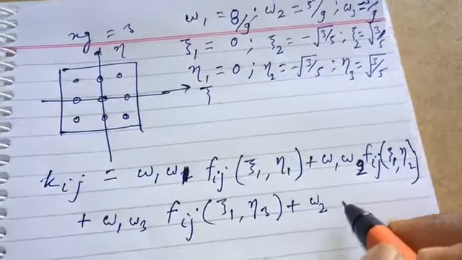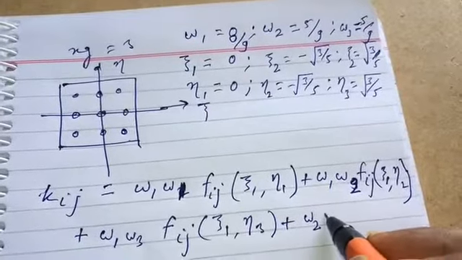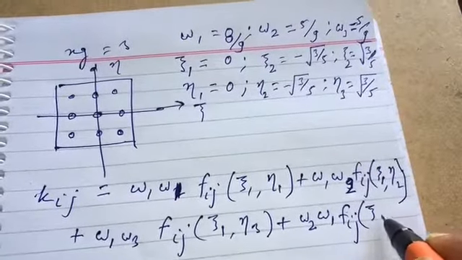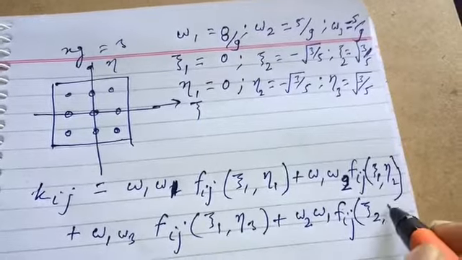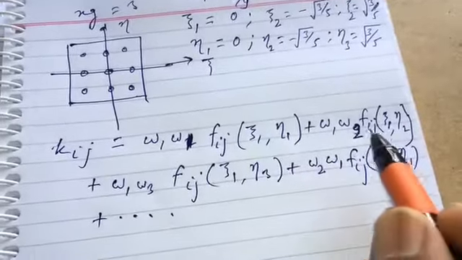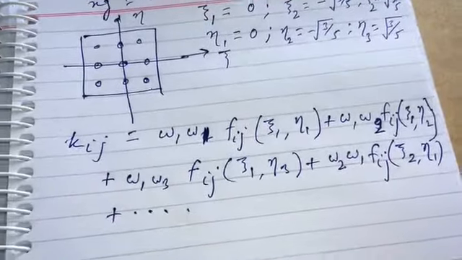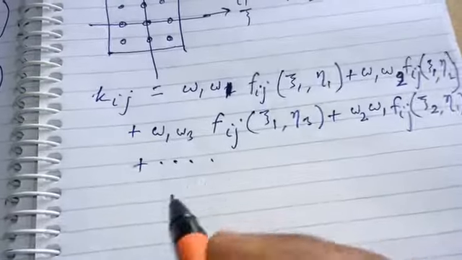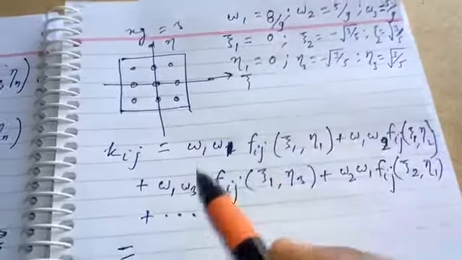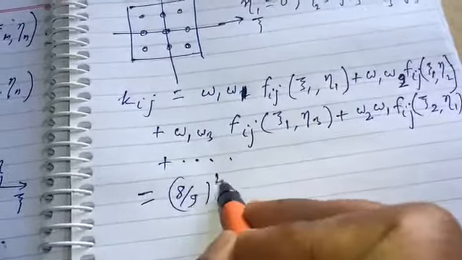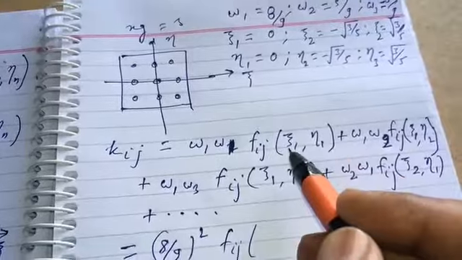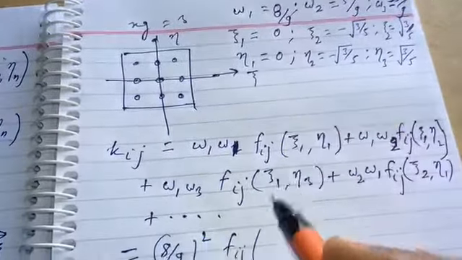Now W2 W1 Fij at xi 2 eta 1 and so on. There will be 9 terms. I have already written 4 terms, there will be 5 more terms. So that is equal to W1 and W1, so 8 over 9 squared, and Fij at xi 1 eta 1, where xi 1 is 0 and eta 1 is 0, so write 0, 0.